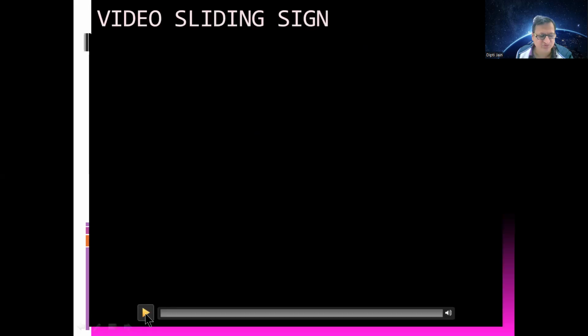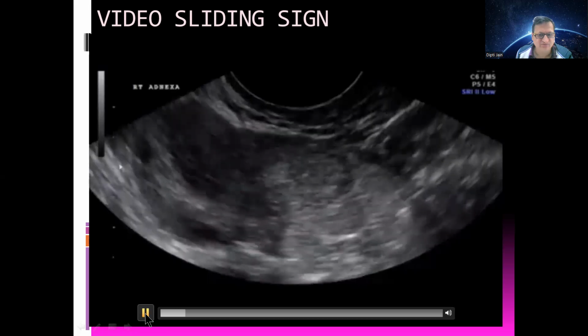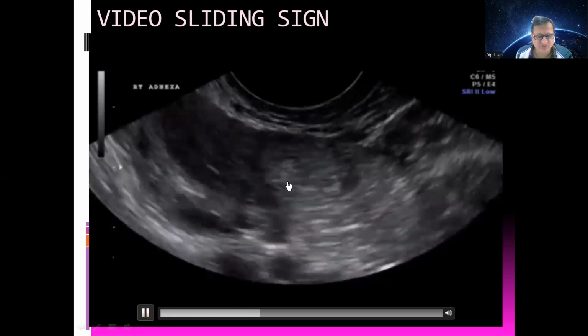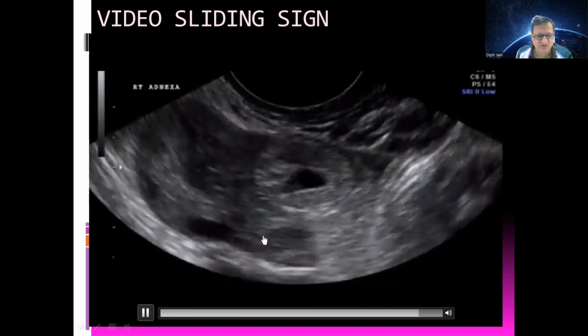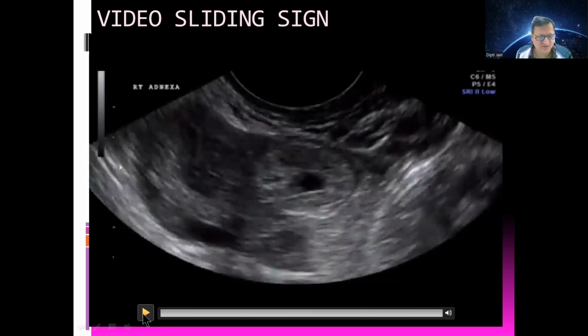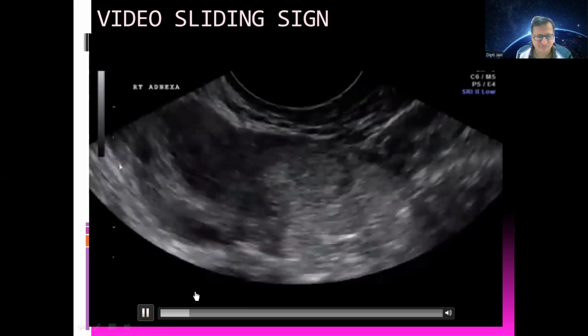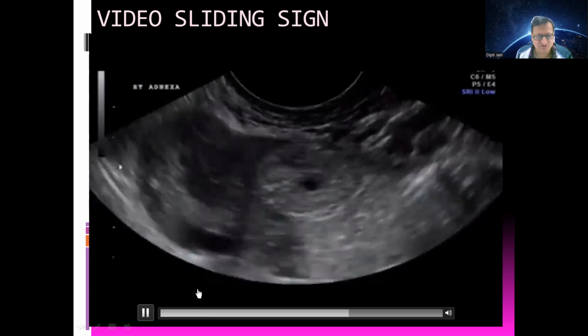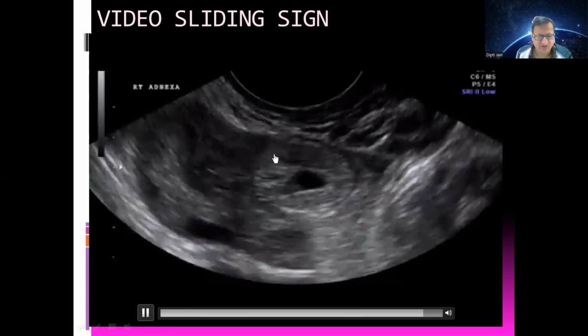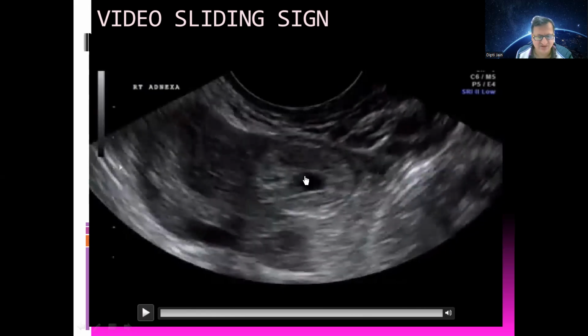So this is the video showing the sliding sign. This is the ectopic sac, and this is the ovary, and this is moving away from the ovary. You can see, have a close watch. And again, a bagel sign is seen here, where there is a thick echogenic ring with a central anechoic area.